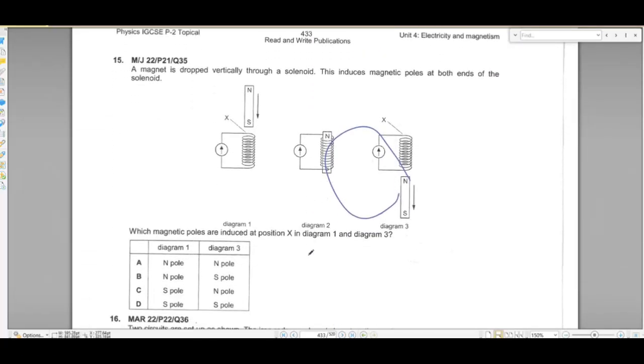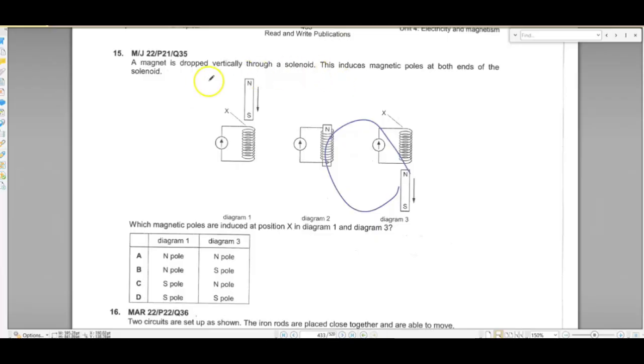Okay, so D is going to be our correct option because of this logic. Question number 50. A magnet is dropped vertically through a solenoid. This induces magnetic poles at both ends of the solenoid. Okay, which magnetic poles are induced at position X in diagram 1 and 3? Okay, this is diagram 1, and what pole is going to get induced over here? So if this is moving inwards, according to Lenz's law, the solenoid is going to repel this magnet. Okay, so a south pole is going to be induced over here.